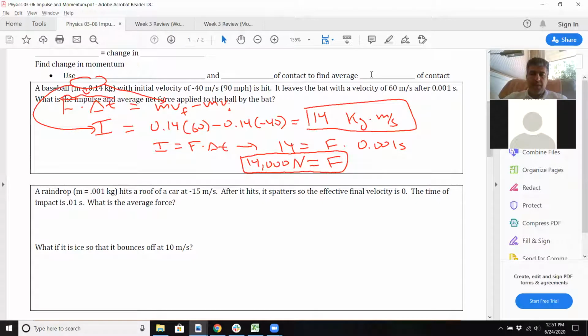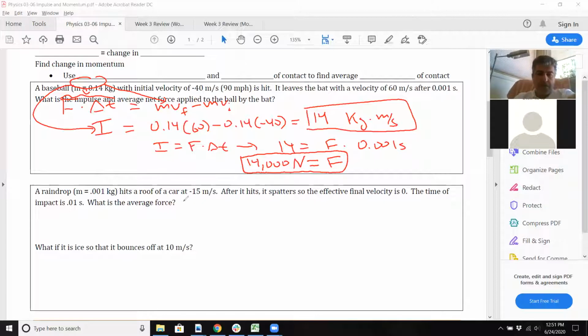Let's take a look at the next one. A raindrop with that mass hits a roof of a car at that speed, that velocity. After it hits, so it's going down, so you can start being negative. After it spatters, the effective final velocity is 0, okay? The time of impact is 0.01 seconds. What is the average force? And then they're asking, what if it is ice, so it bounces off at 10 meters per second? So there's a bounce off the car. We'll worry about the second part later. But for now, what is the average force?